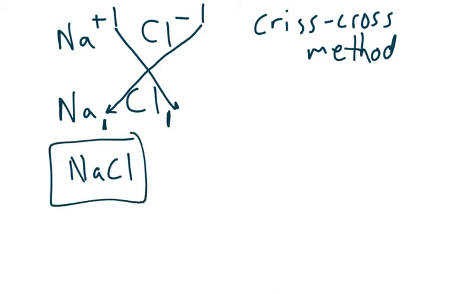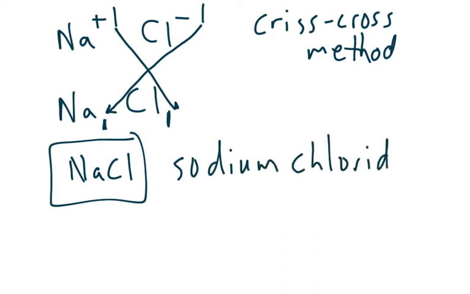And then when you name it, the first one is still sodium. The metal stays the same. And then chlorine will become chloride. And what this means is that sodium and chlorine got together in a 1-to-1 ratio. Now, I'm going to show you a Lewis dot structure of this.